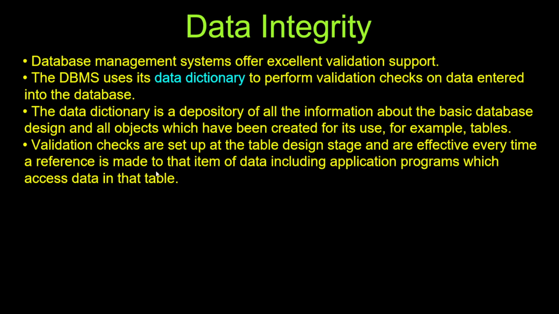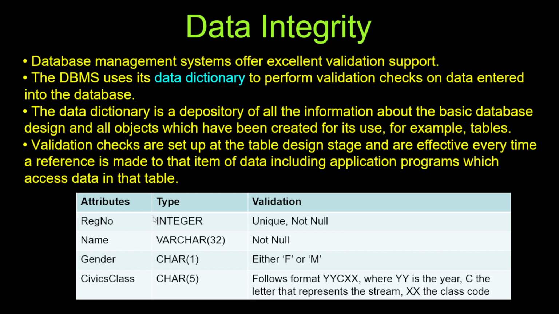So for example, if you want to find information for a class and you type in the wrong structure of the class, it will prompt you. Certain validation checks include this: your registration number should be an integer, so it checks whether it's an integer or not. It should be unique numbers, which means you cannot have numbers that duplicate each other.